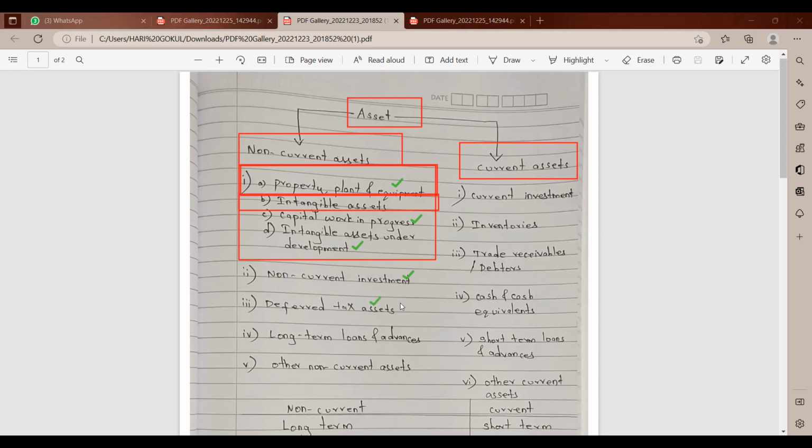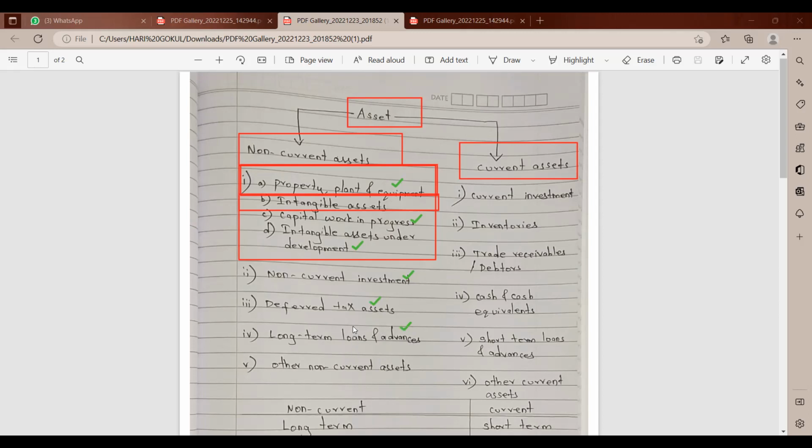It's not in our syllabus, so I don't want you to think about it. It's the difference between the tax you paid and the tax calculated as per the Companies Act. It's a difference between the income tax and the Companies Act. Okay, and long-term loans and advances.